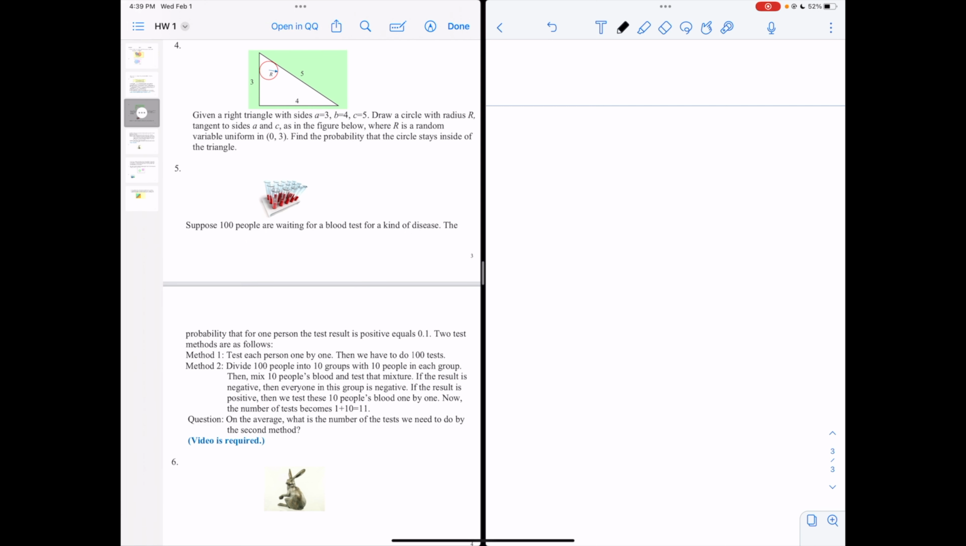So let's take a look here. There will be 10 groups. So that's at least 10 tests that we're going to have to do, one for each group. And if a group tests positive, then we'll have to test all 10 people in the group. That is to say 10 more tests for each positive group.